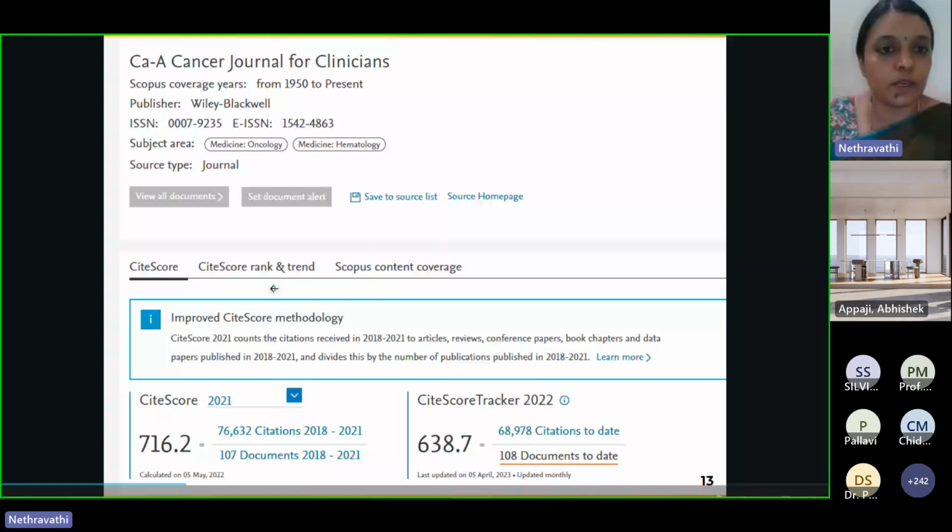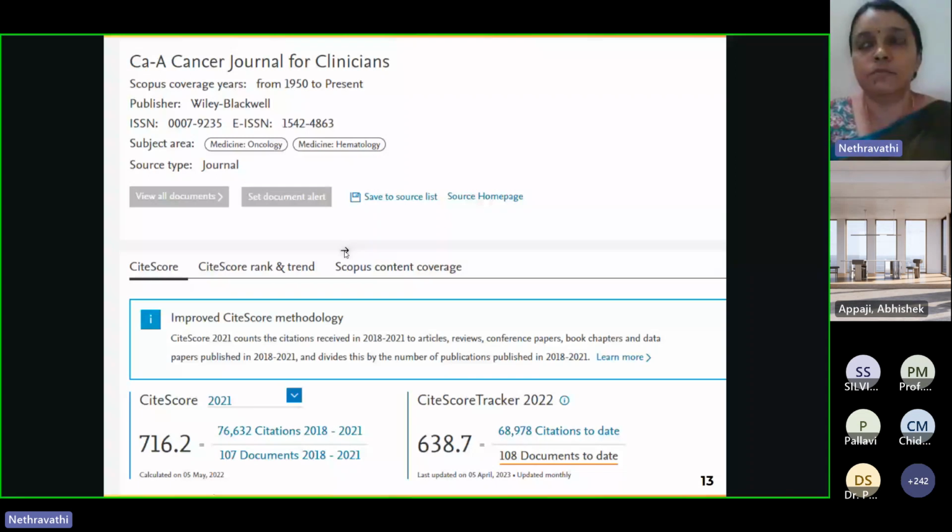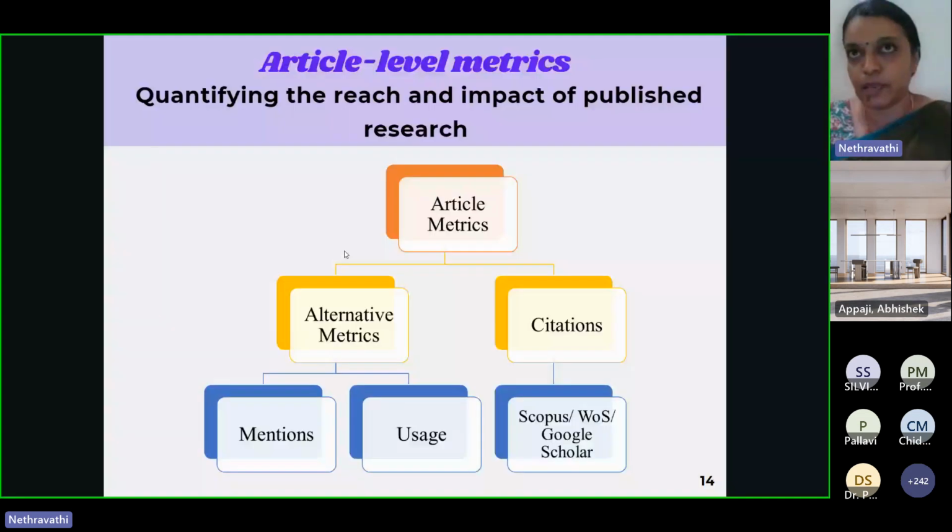Okay, so we will go ahead. Up until now, we saw two types of calculation for journal level metrics. Next we will see what article level metrics are. I'm not going to calculate any values for article level metrics. I'm just going to tell you what these are.